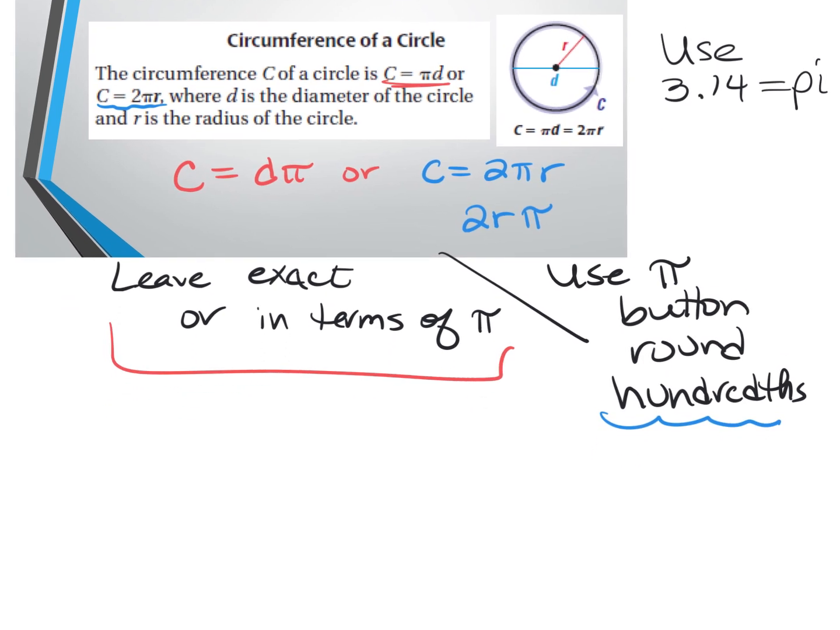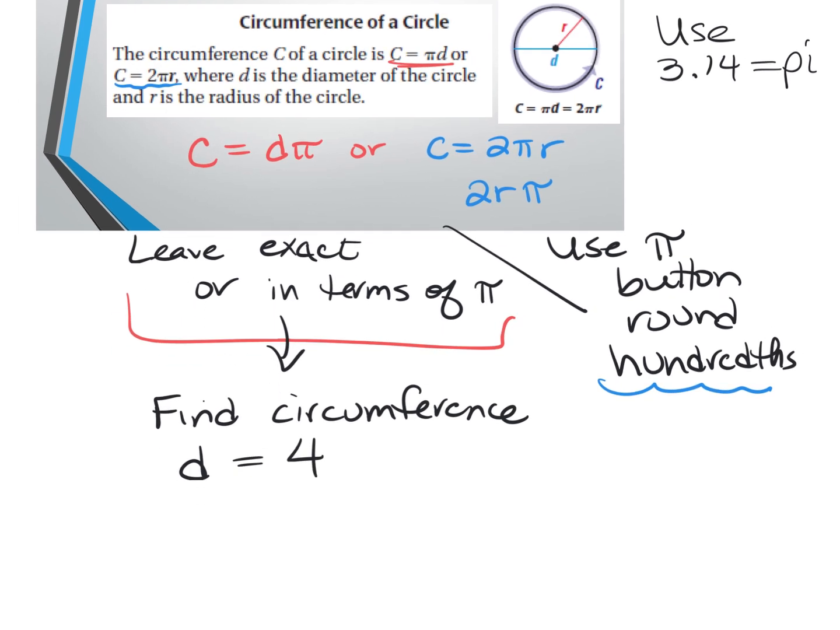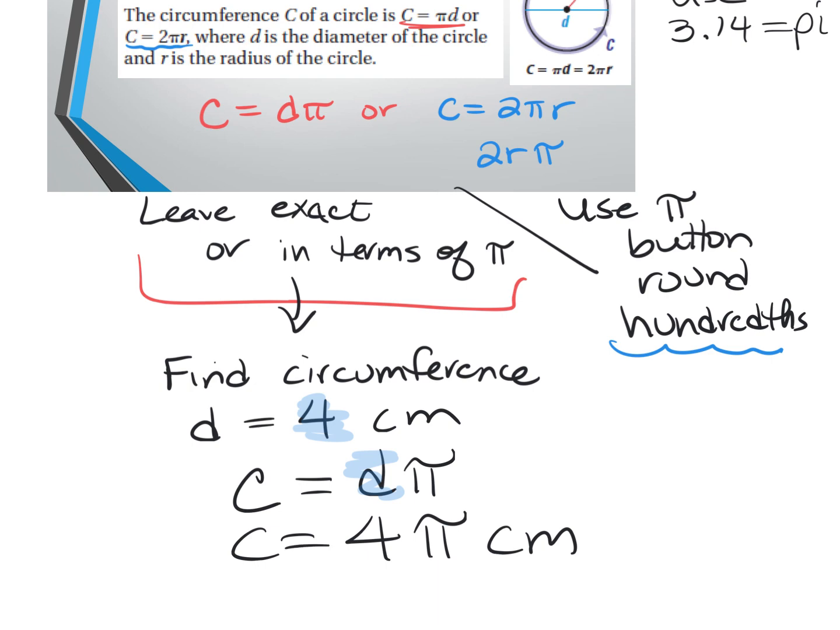What it means by in terms of pi or exact, let's say I gave you an example, and let's say I told you, find the circumference, and I'm going to give you a diameter with a length of 4. So then all you would do is take your formula, diameter times pi, and then all you do is replace the d with the 4. And let's say that these are centimeters. So this would be 4 pi centimeters, and you're done.